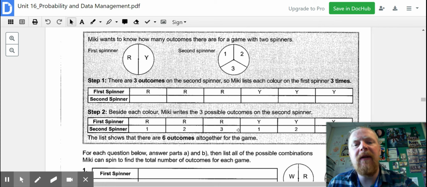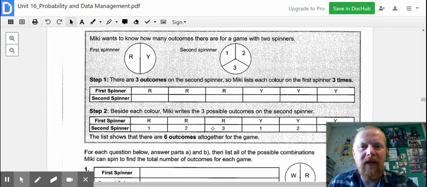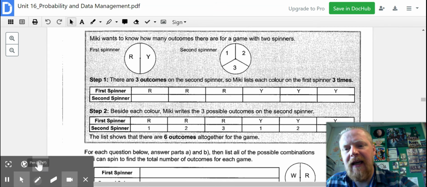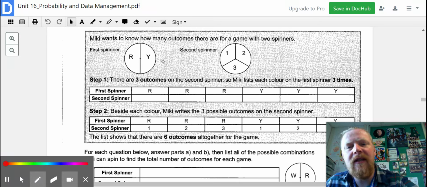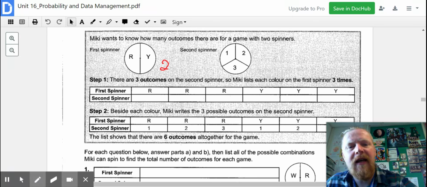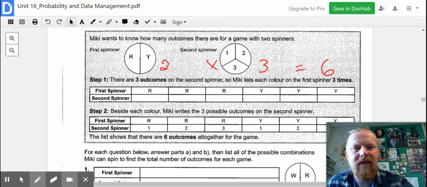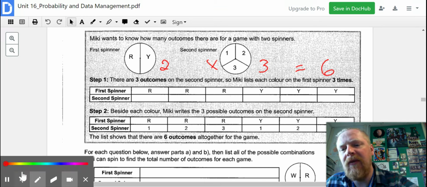So we've got first spinner R, second spinner Y, and then the second spinner outcomes of 1, 2, or 3. The total number of outcomes is 6. And if you did the T-chart lesson with me, you'll know that if there are 2 outcomes on the first and 3 outcomes on the second, the total number of outcomes is simply 2 times 3, which is 6 different outcomes. Okay, so let's check out question 1 then.